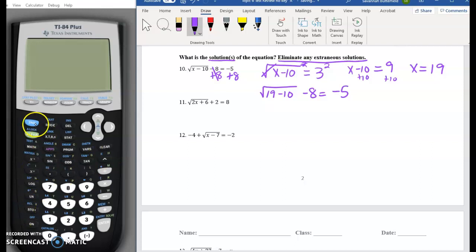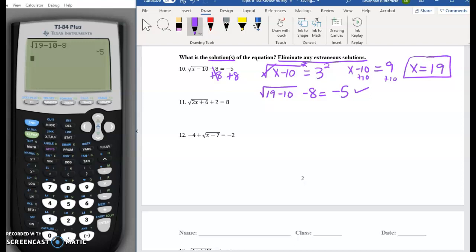So to keep it easy, I can just plug the whole thing in my calculator. So square root of 19 minus 10. Hit the right arrow to get outside, minus 8. And we'll see if that gets us a negative 5. And it does. So this works, so that means this is our answer.